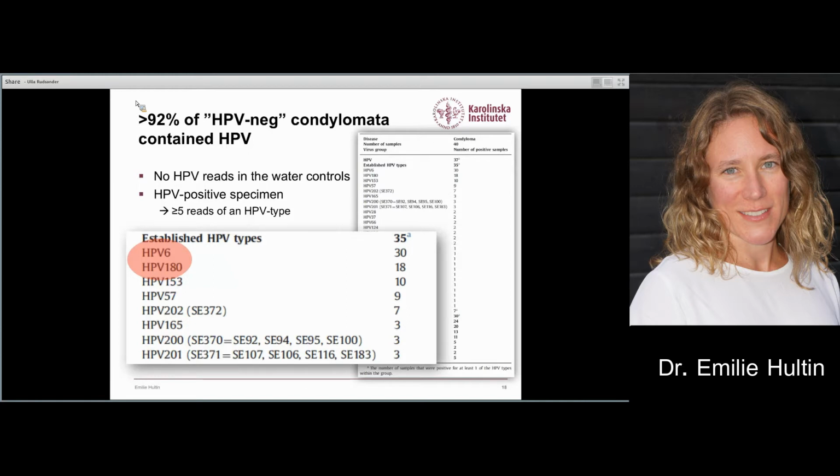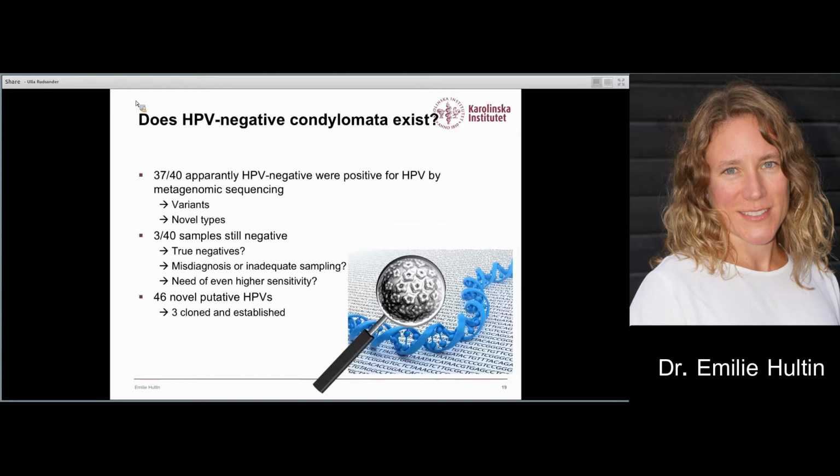So to answer the question of whether HPV negative condyloma exists, it's not really clear yet. However, 37 of those 40 apparently HPV negative condylomas were positive for HPV by metagenomic sequencing. And one of the most common types in this set of samples was HPV 6, as you saw in the previous slide, which should have been detected by those normal PCR-based methods.